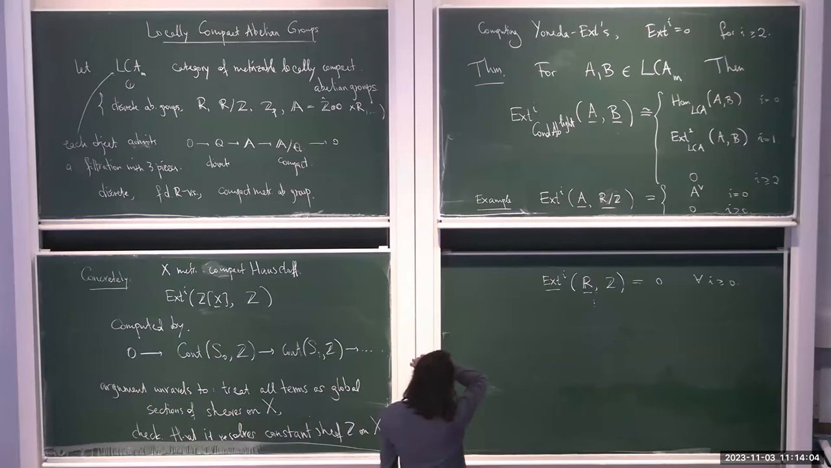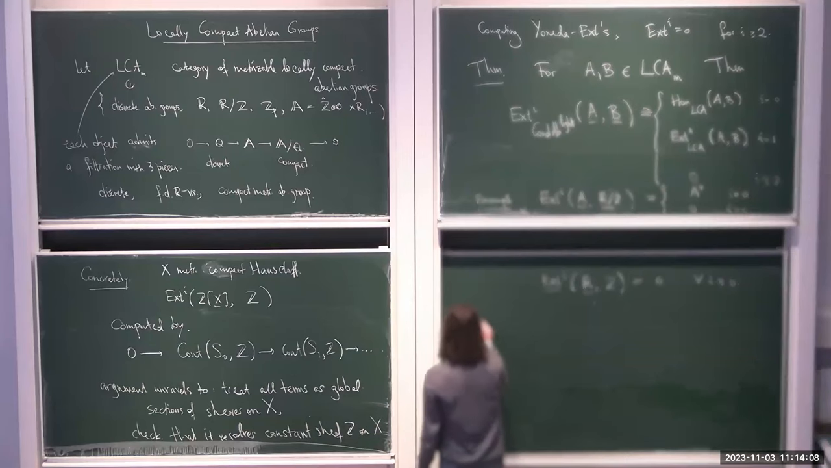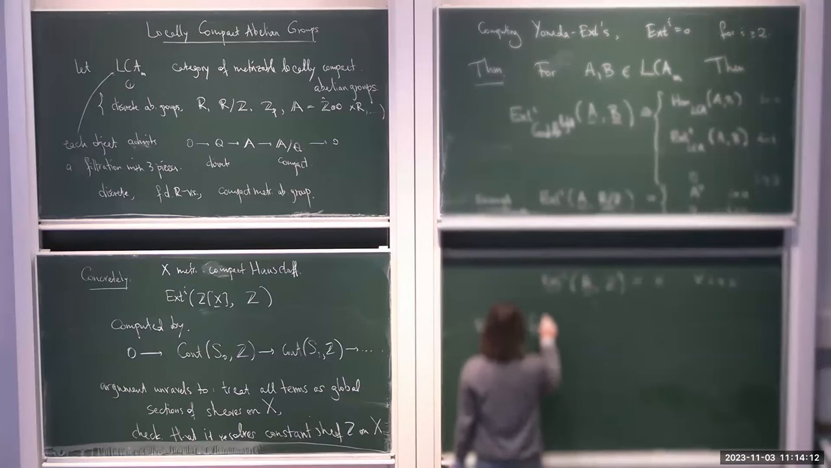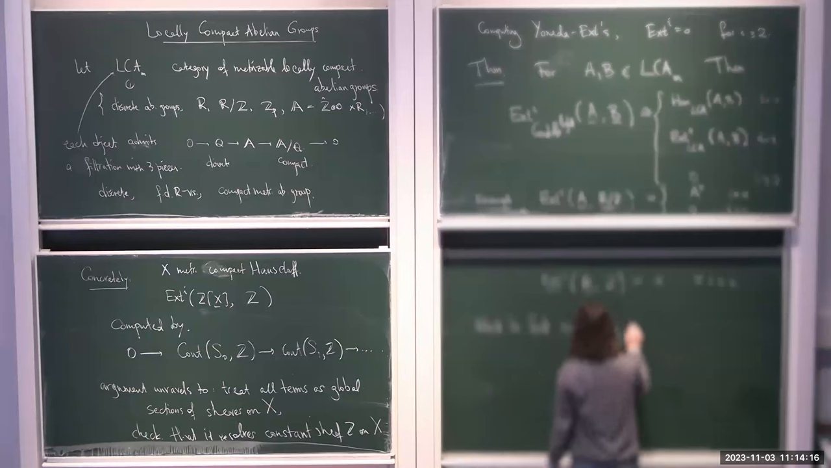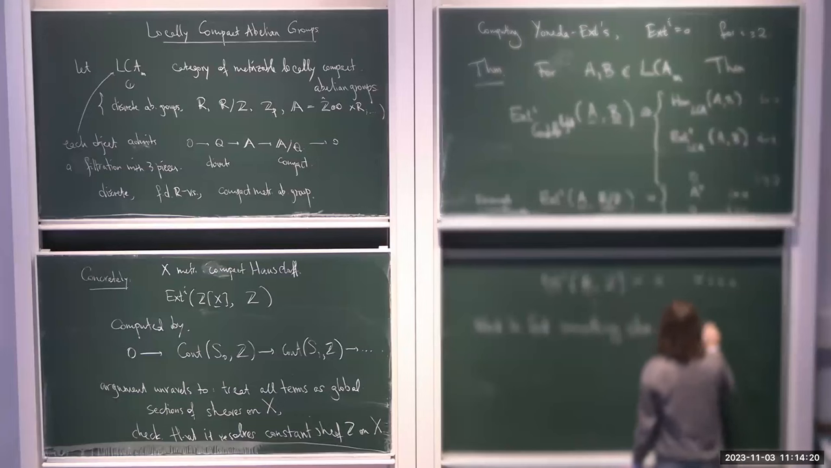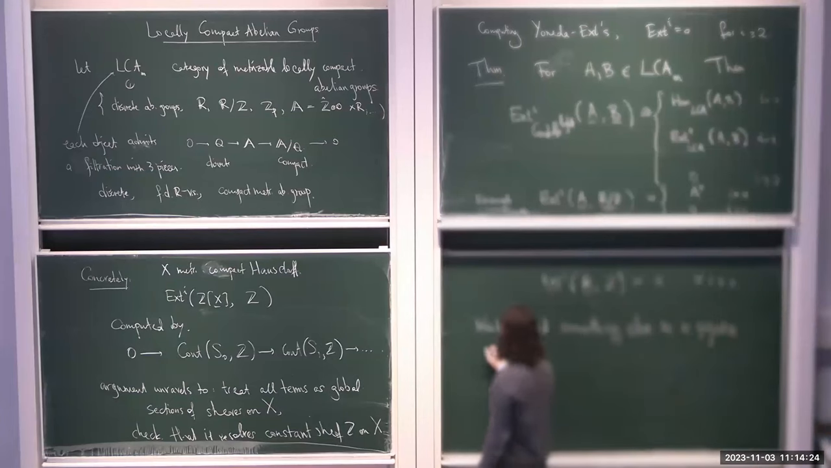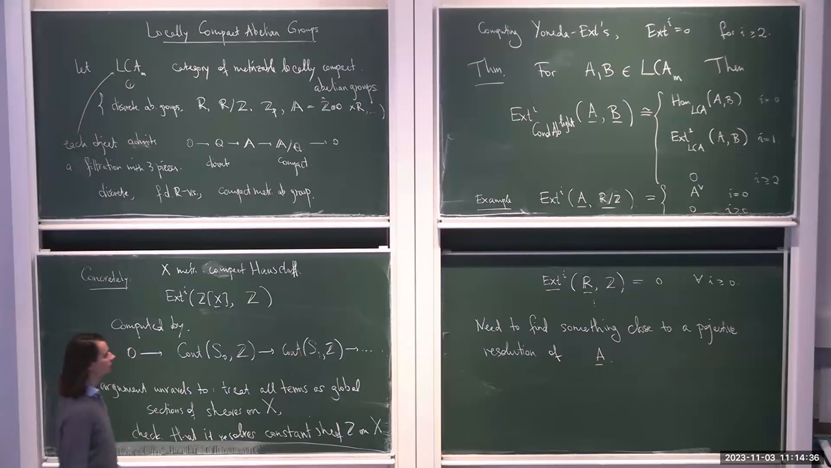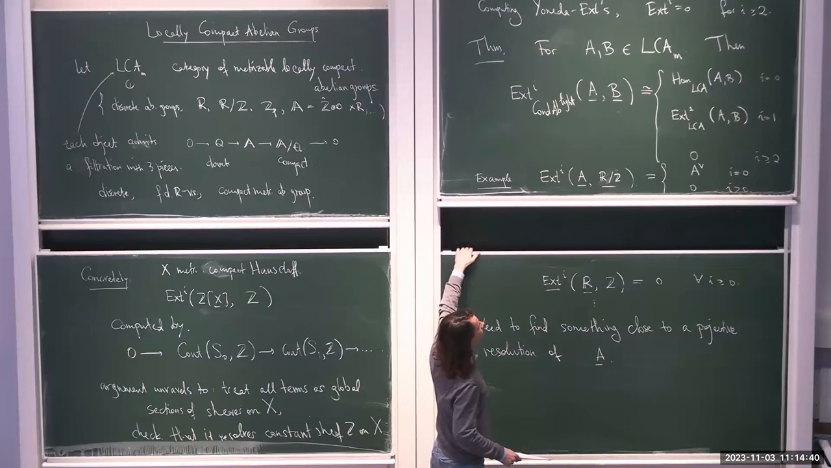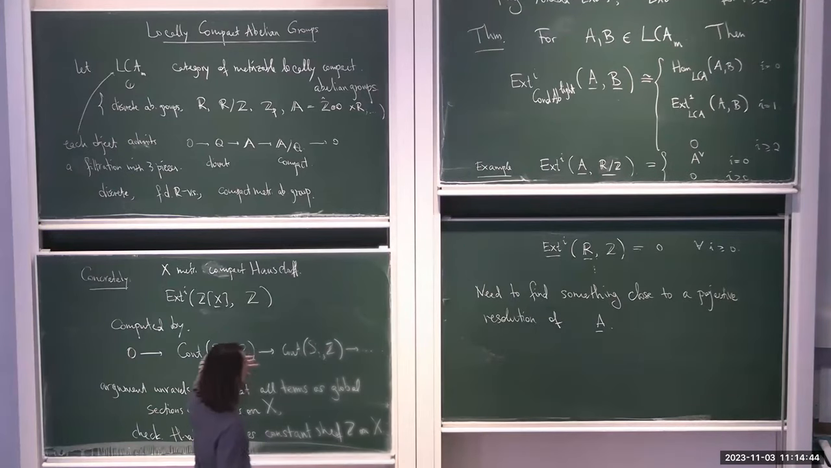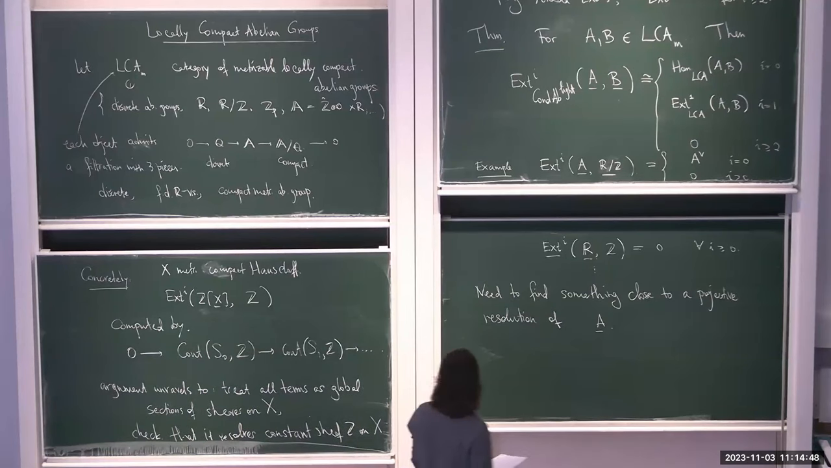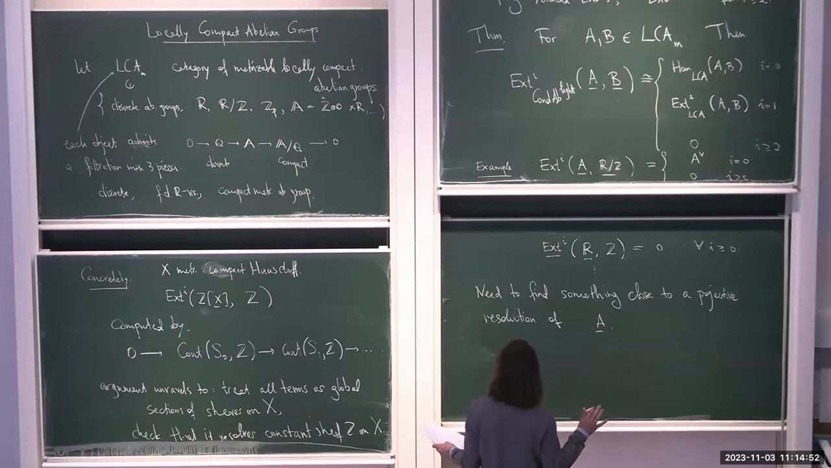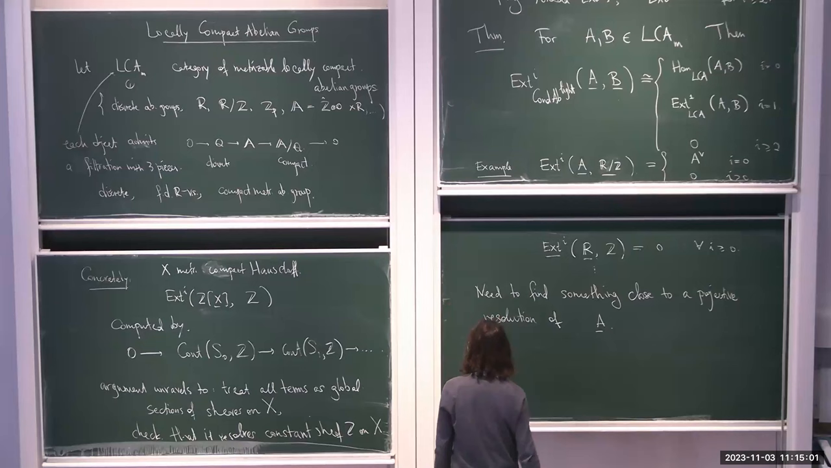But how does one actually go about computing anything here? So we need to find something close to a projective resolution of A. Every locally compact abelian group, up to R^n, is the extension of a discrete by a compact. Right. Yeah, I think it is. Okay. And for this, the key is actually, is there a question?